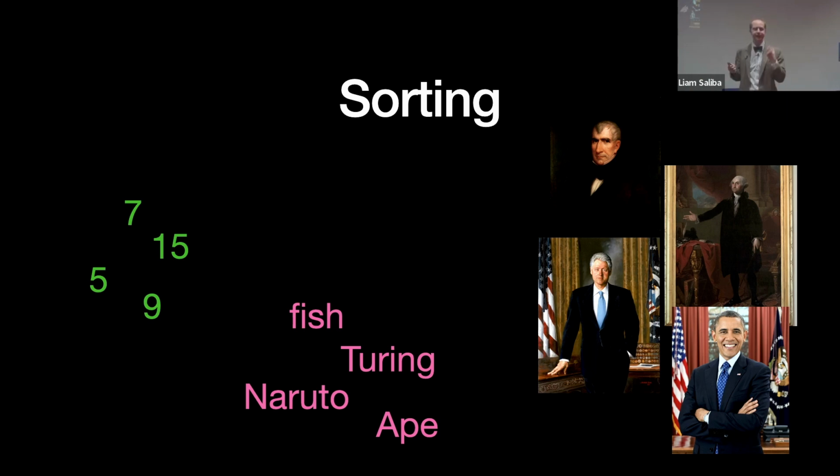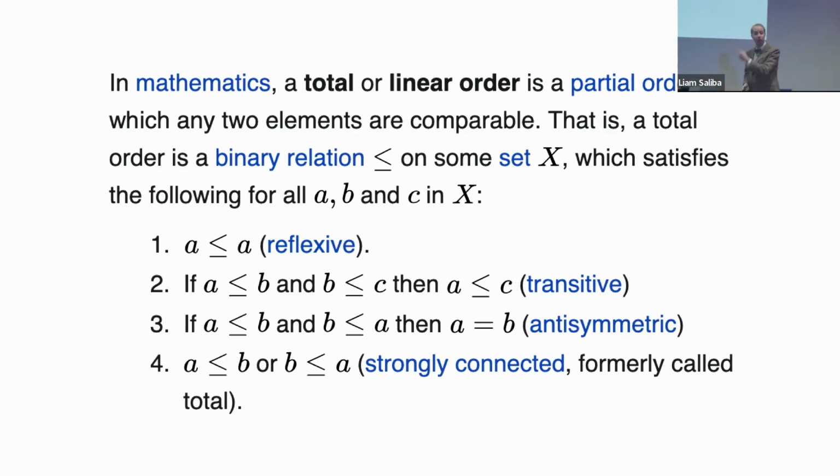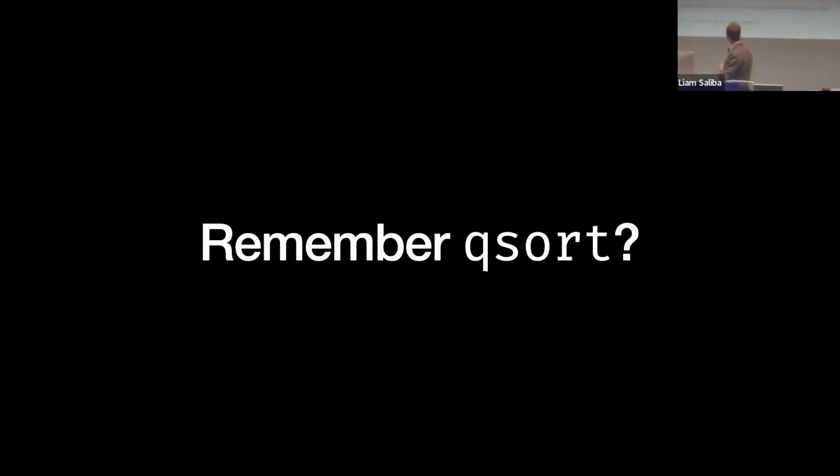So what we ultimately need is something that gives us an answer to this question. Is it equal, is it bigger, or is it smaller? Because it can only be one of these three things, assuming that we want a total ordering, which is this mathematical notion that allows us to construct a full order of our objects.